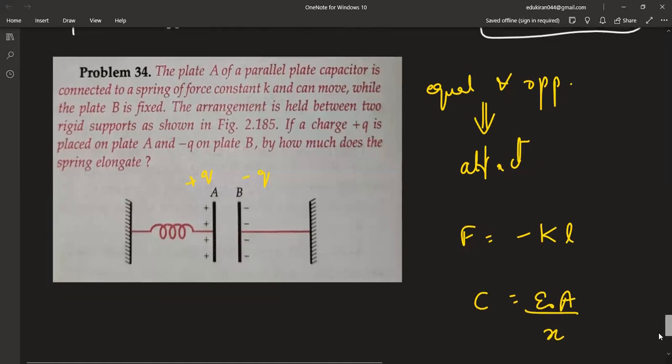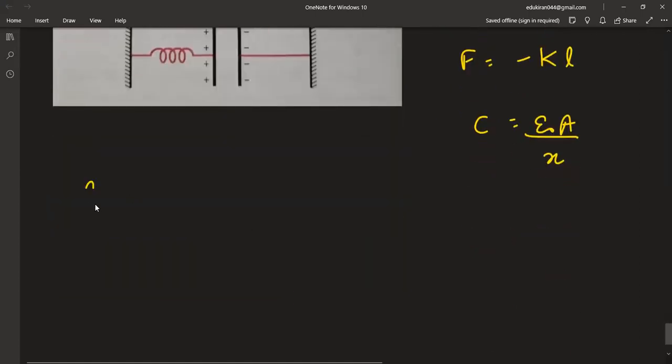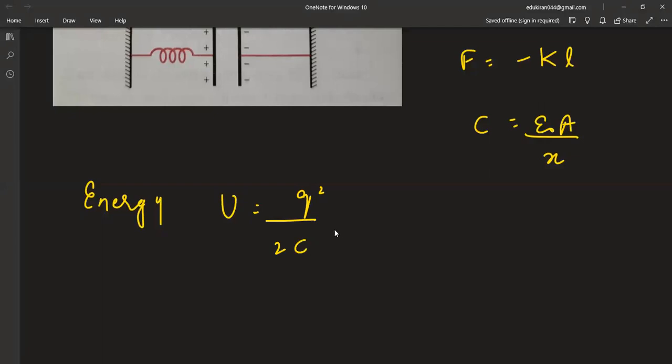Now look, energy is stored in a capacitor. When we are talking about energy that is stored in a capacitor, that's Q square by 2C. Let's put the value of C here. That becomes Q square by 2, and instead of capacitance, we have epsilon naught A by X. This is the total energy, so it is X Q square by 2 epsilon naught A.